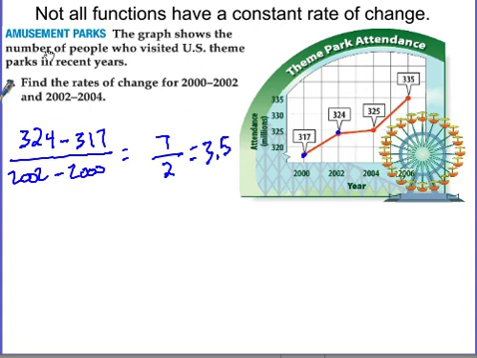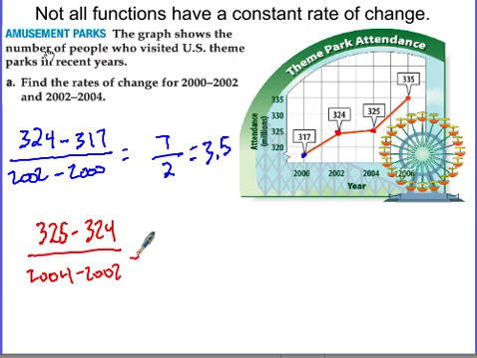Now let's look at 2002 to 2004. That's from here to here. It goes up by half a person. Okay. Well, let's do the math. It's 325 minus 324 over 2004 minus 2002. So that's 1 over 2, which is just 0.5. So that's half a million people. 500,000 people per year increase in park attendance.